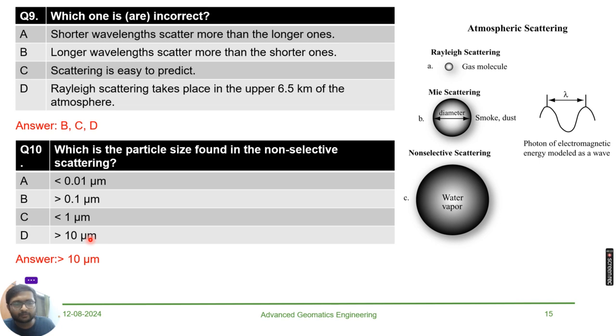One more thing which I want to highlight over here. You have to remember the equation that scattering is directly proportional to 1 over lambda to the power 4. It means the shorter the wavelength, the higher the scattering.